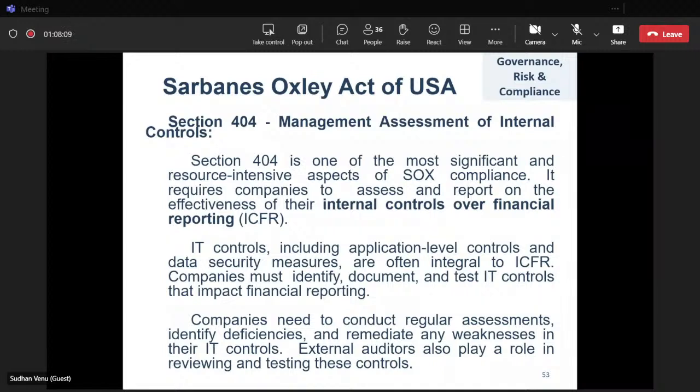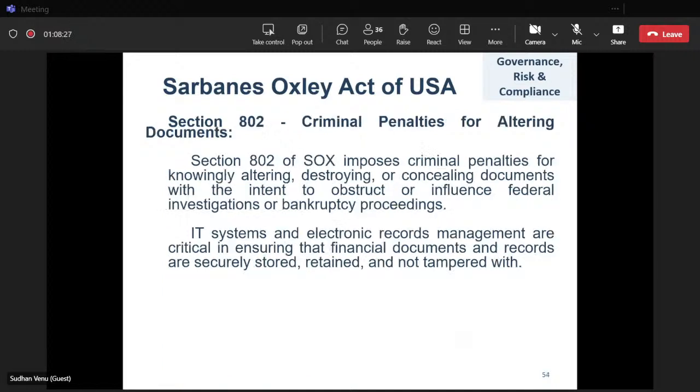It requires companies to assess and report on the effectiveness of the internal control over financial reporting, that is ICFR. The companies need to conduct regular assessments, and they have to identify deficiencies and remedy weaknesses in the IT controls. The external auditors also play a role in reviewing and testing those controls.